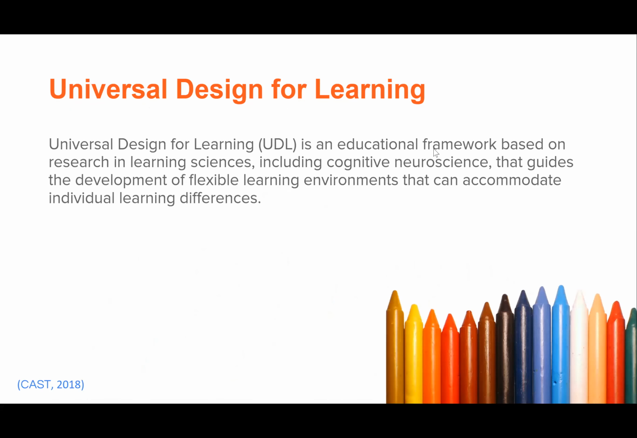As Eric shared in the introduction, Universal Design for Learning, or UDL, is an educational framework based on research in learning sciences, including cognitive neuroscience, that guides the development of flexible learning environments to accommodate individual learning differences. We're going to quickly look at some innovations that have been created to provide access to the environment that have proven to be beneficial for all.